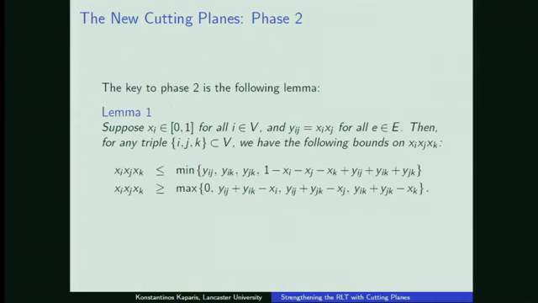So now the key lemma for our approach is the following. As I said, we can still use the x and y variables that are present in the first level RLT relaxation, but we want to get rid of all the cubic terms. So the way to do that is to use the following lemma, which bounds the values of our cubic terms.